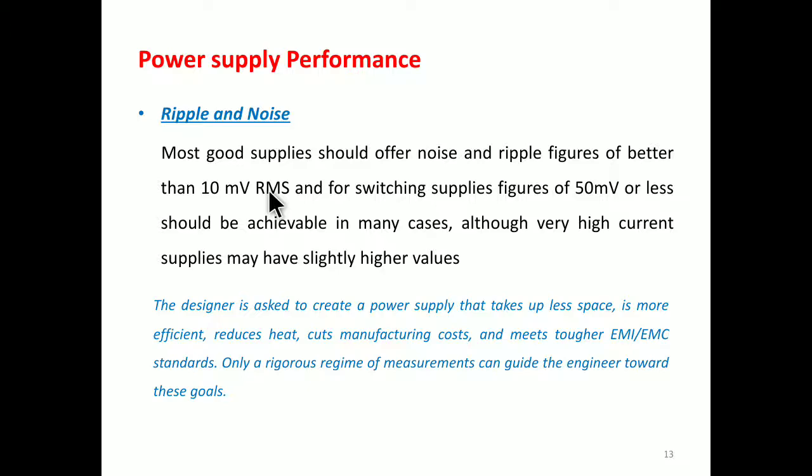Most good linear supplies should offer noise and ripple figures of better than 10 millivolt RMS, and for switching supplies, figures of 50 millivolt or less should be achievable in many cases, although very high current supplies may have slightly higher values. The ripple on the output is combined as a single specification. For linear supplies, the ripple frequency will normally be at twice the line frequency. For switching supplies, ripple and spikes will arise from the switching action of the supply.